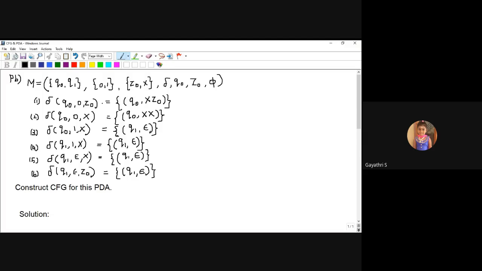See here the first mapping. What is the meaning of this mapping? From the state Q naught, the input is 0, and the top of the stack is Z naught. It goes to the same state Q naught, it doesn't move to any other state. It retains the same state, and the top of the stack Z naught is replaced by X Z naught. So this is the meaning of the first mapping.